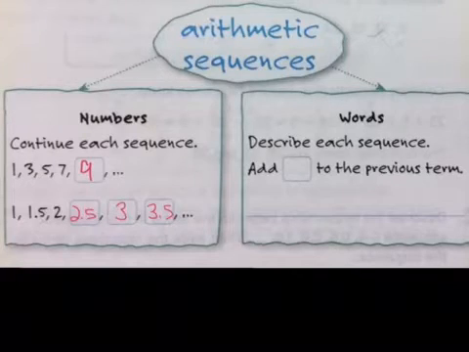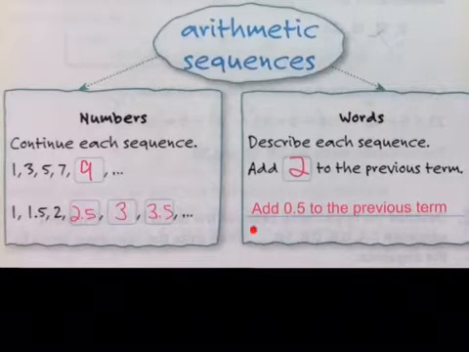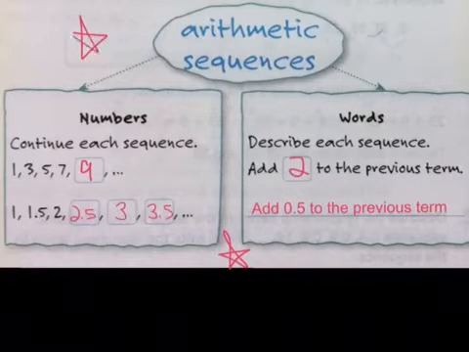Now let's describe each sequence. The first one, we had to add 2 to the previous term. Now let's write our own sentence for this second one. What do we have to do? Well, we add 0.5 to the previous term. Please write this down, copy this down. Remember, these are all key answers. So put a star there, and let's add 2 more, just to make it look filled with stars.